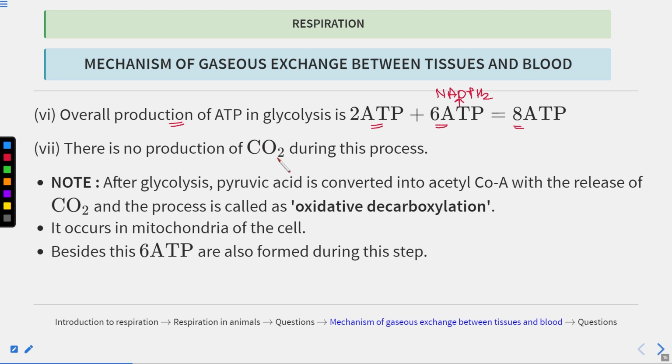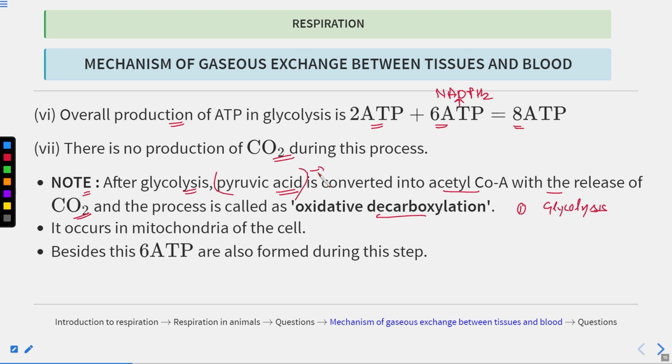Now there is no production of carbon dioxide during glycolysis. Alright, so here I've given you a note. After glycolysis, the pyruvic acid is converted into acetyl coenzyme A with the release of carbon dioxide, and the process is known as oxidative decarboxylation. So we have studied the steps of aerobic respiration. What were the steps? First step was glycolysis. At the end of glycolysis, pyruvic acid is produced.